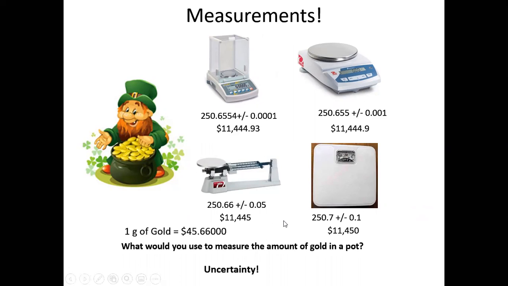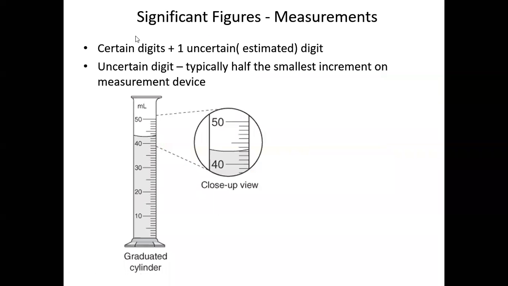So because there's uncertainty in the measurement, you have fewer numbers of significant figures. So now we're going to show you some examples of how to determine the number of significant figures in a measurement. And so with significant figures, we've always been saying that it's the certain digits plus one uncertain or estimated digit. And so your certain digits are based on the smallest tick mark of your measuring device.